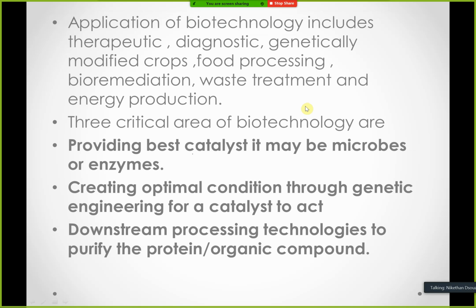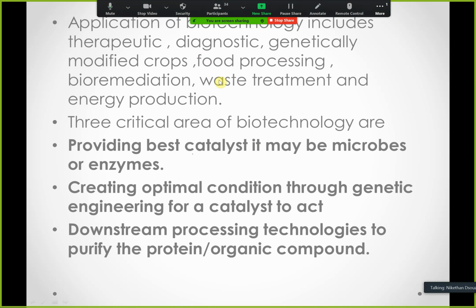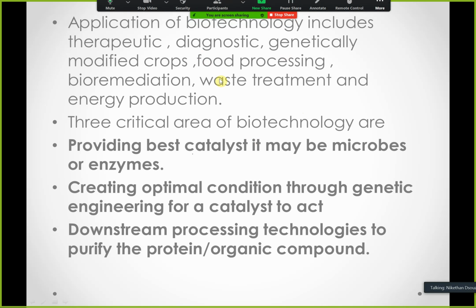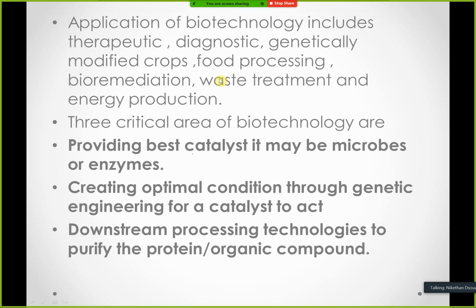What are the critical areas of biotechnology? That is providing the best catalyst, which may be microbes or enzymes. What is a catalyst? A catalyst induces the reaction and makes the reaction fast. To make the reaction fast, we need some microorganisms, or enzymes, or enzymes from some of the microorganisms, which we can use as the best catalyst to speed up the reaction, and creating the optimal condition through genetic engineering for a catalyst. That means we can design our own catalyst through genetic engineering.